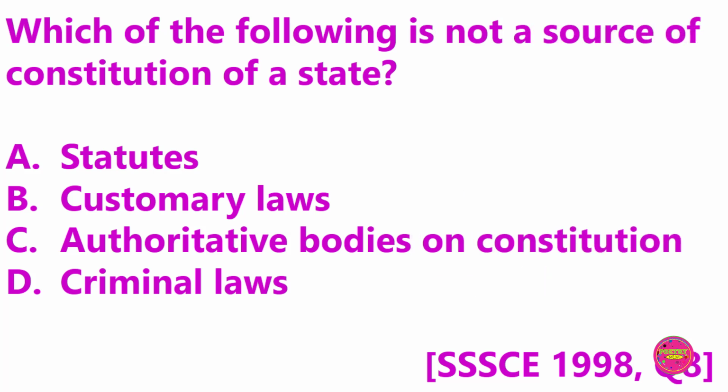Which of the following is not a source of constitution of a state? A. Statutes. B. Customary laws. C. Authoritative bodies on constitution. D. Criminal laws. The correct answer to this question is D. Criminal laws.